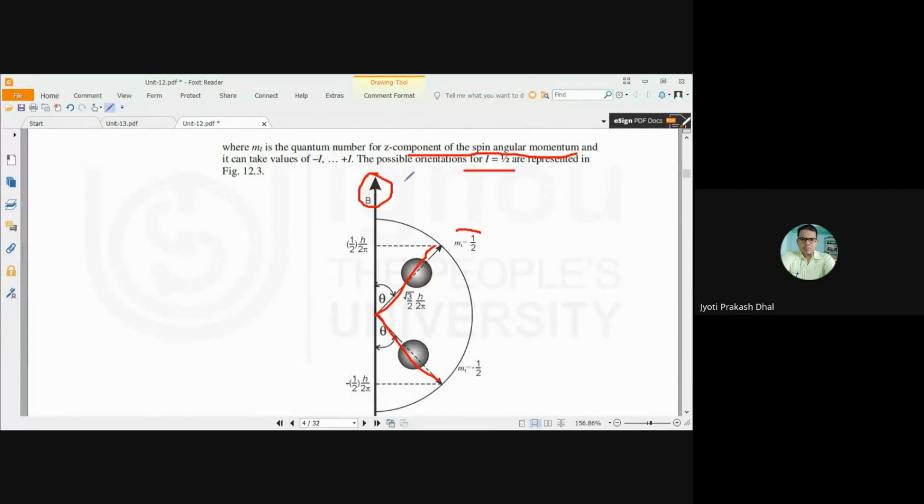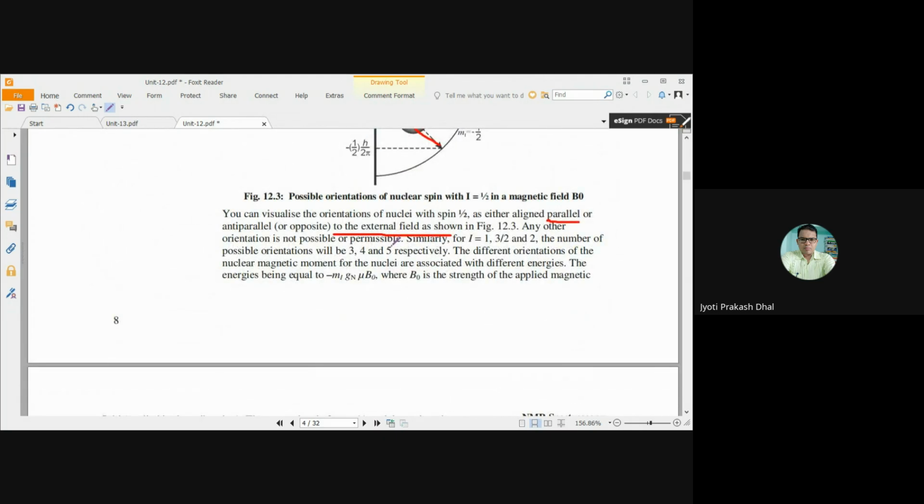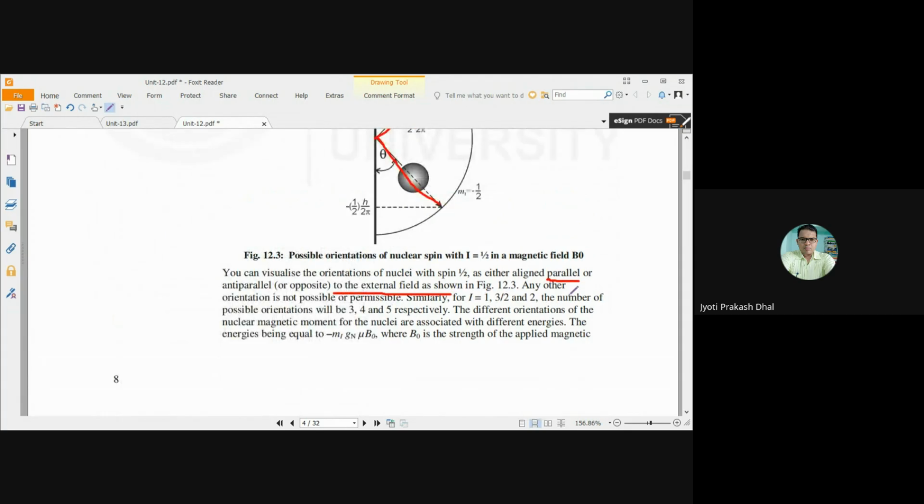magnetic field. So here the moment may align or not align. Align means parallel or anti-parallel with the external applied magnetic field. Any other orientation is not possible or not permissible.